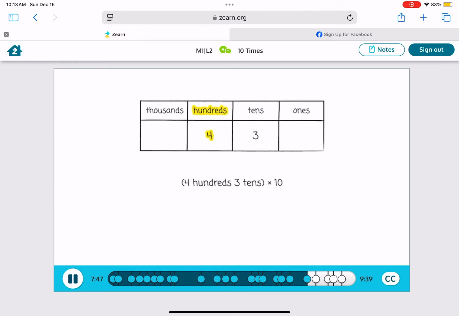This shows 4 hundreds, 3 tens. We can write a 0 in the ones place without changing its value. Now let's multiply each place by 10. Show 4 hundreds, 3 tens times 10 in the place value chart. Then solve.